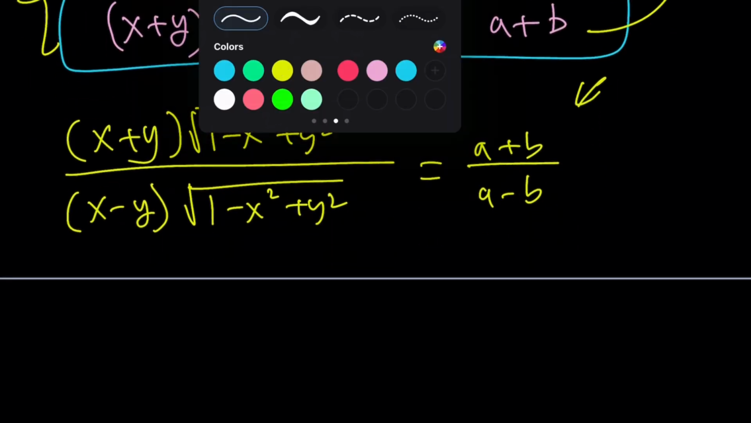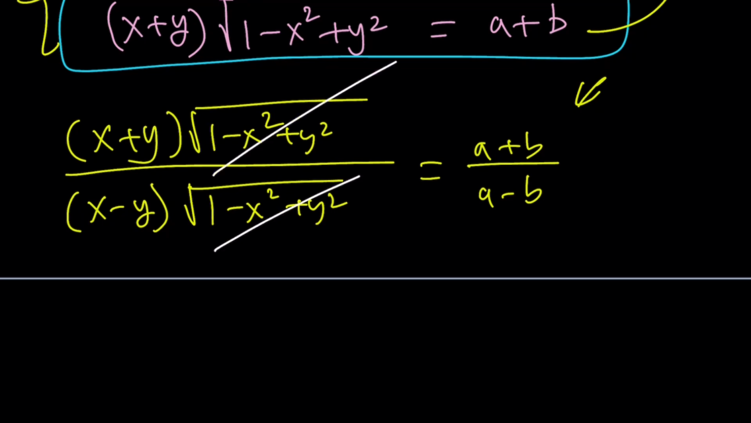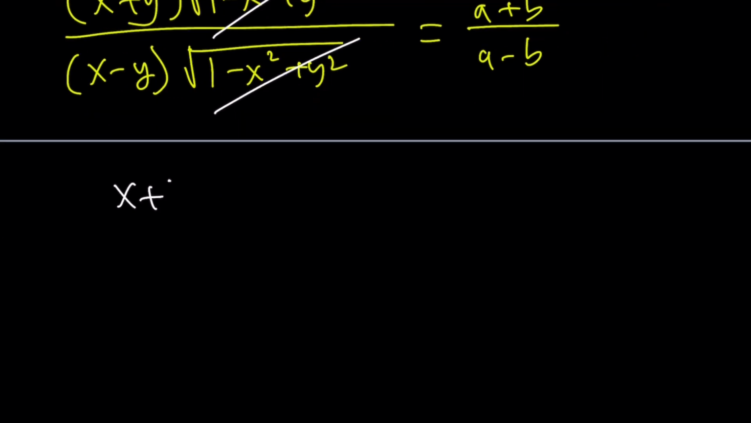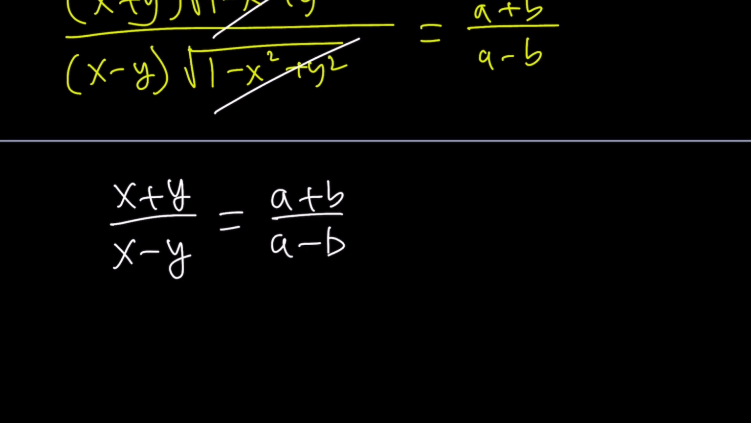Now we can go ahead and get rid of this radical, and we end up with something much simpler. (x plus y) over (x minus y) equals (a plus b) over (a minus b). Dividendo, componendo, I can't remember what that was, but this should tell you that x over y is the same as a over b. Because look at this, one-to-one correspondence. x replaced with a, y replaced with b gives us the same equation. Therefore, this implies x over y equals a over b.